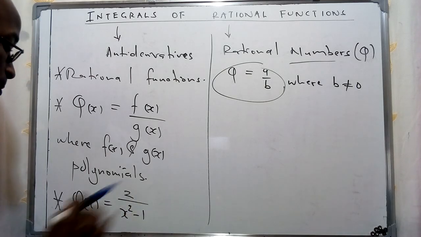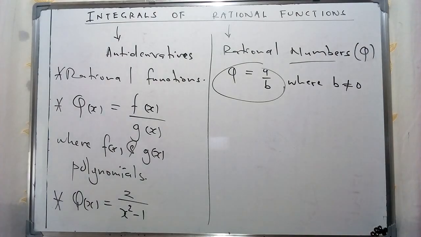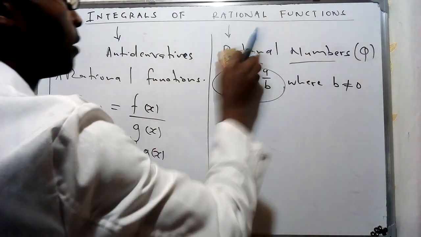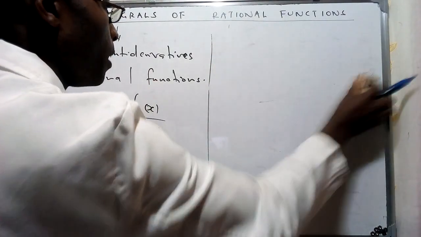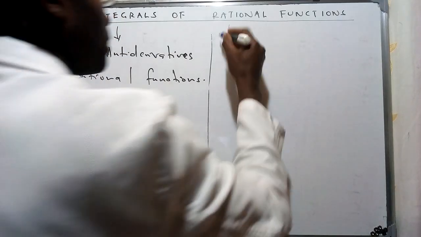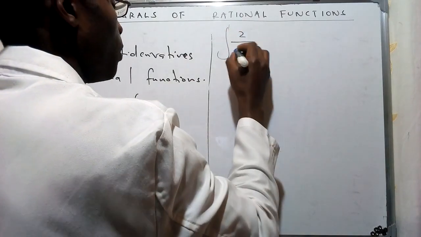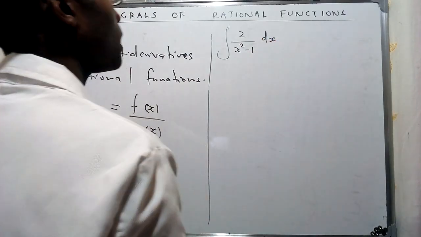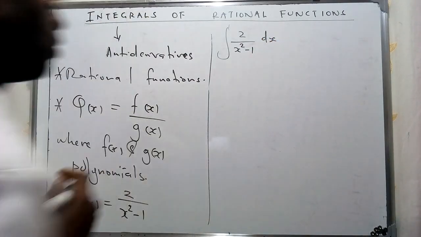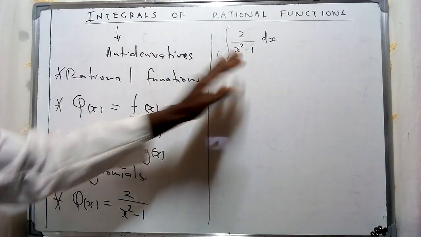We are required to find the integral of such a function, and therefore this is going to appear in the format of this specific representation for an integral, which we are going to express as the integral of 2 all over the square of x minus 1 dx. Now this is, of course, one of the ways in which we are going to express this.